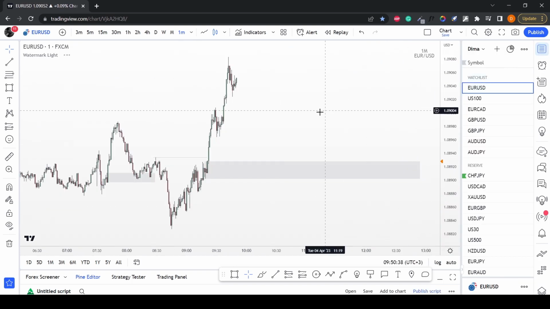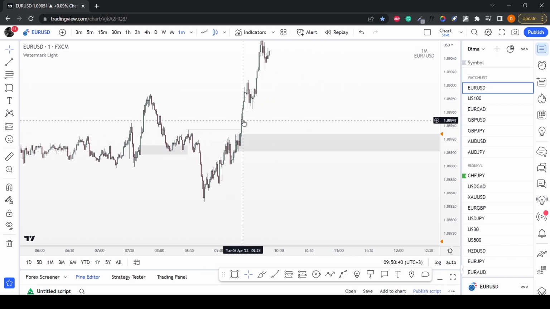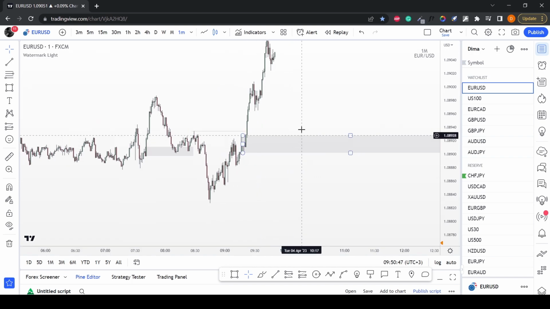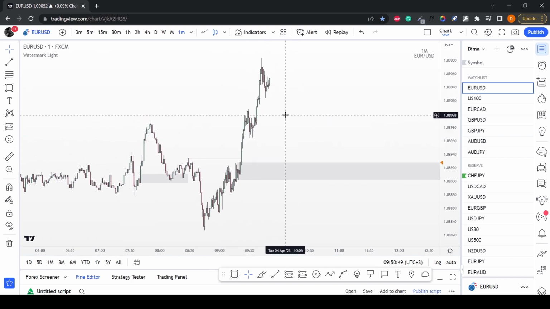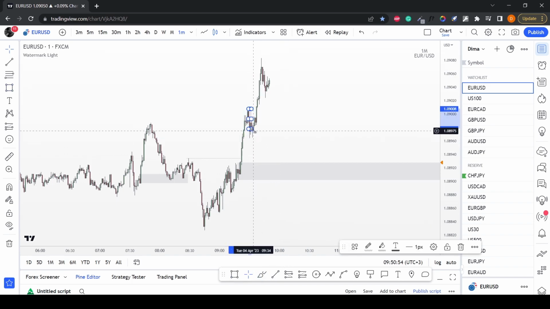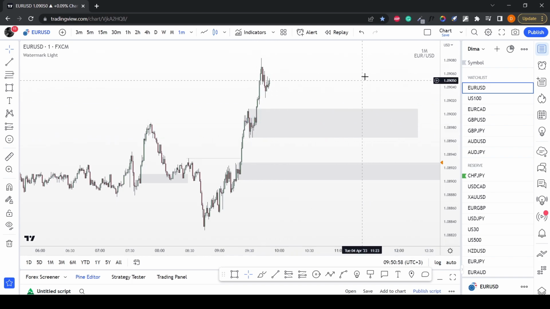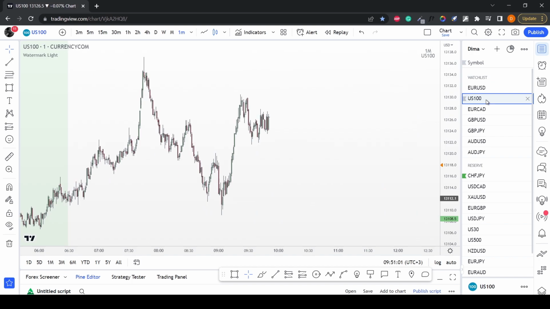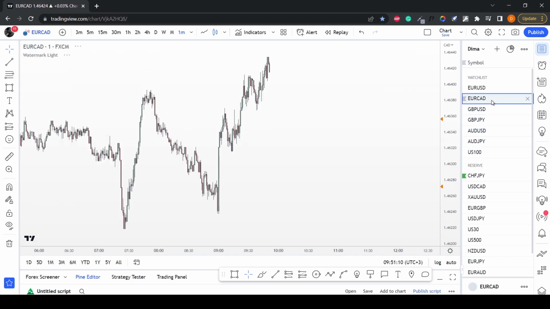As for the other pairs, Euro USD shifted through the zone and then shifted back. Never saw this mitigation. And news will drop in 10 minutes, so let's see how it will go. Maybe we'll take something from here, from this new shift. I'm not touching, sorry, not touching US 100 until New York, probably.